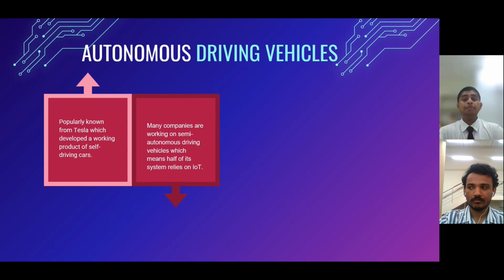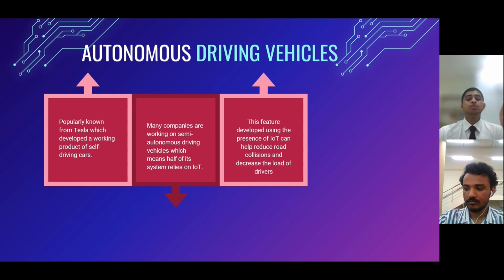But on the other hand, many companies are actually working on semi-autonomous driving vehicles, which means 50% of the entire system of the car will be relying on the presence of IoT. This feature, which was developed using IoT, as we know, is beneficial in a lot of ways. Firstly, it helps reduce road collisions and also decrease the load of drivers. Why do I say so? Because when IoT takes control of more than half of the car system, it means drivers will no longer need to pay full attention to their driving.